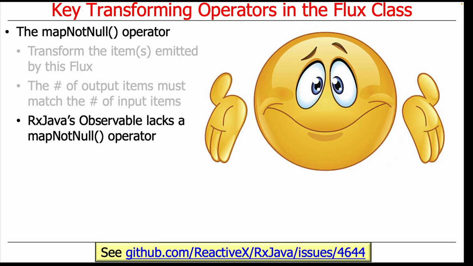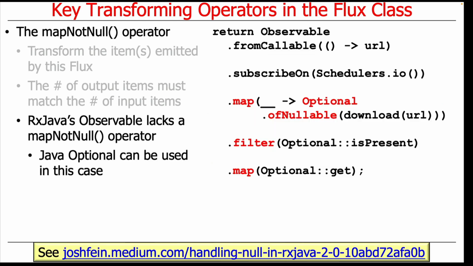Oddly enough, and somewhat frustratingly, RxJava does not have a mapNotNull operator. I don't know why. And there's a couple of different ways you can solve this particular problem with RxJava. You can either program with optionals, where you basically wrap nulls into an optional and then filter out any null or any empty optionals. But what a pain in the butt that is. Ugh, way more ugly than having a mapNotNull method. But you can do it this way if you're desperate.